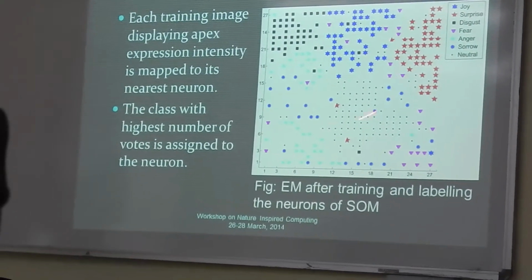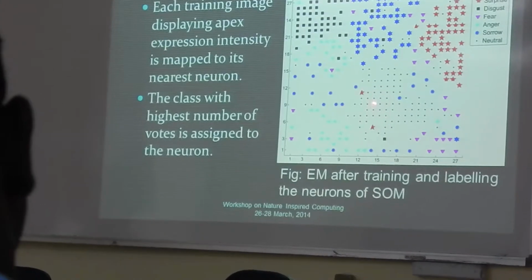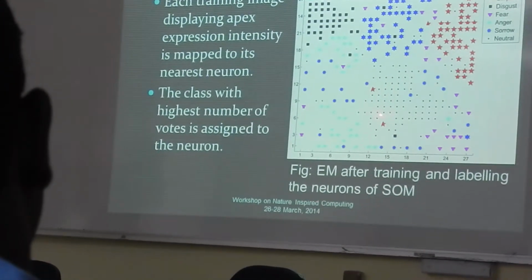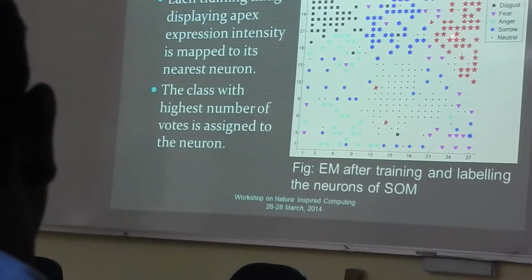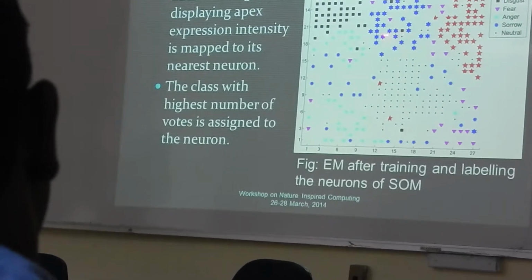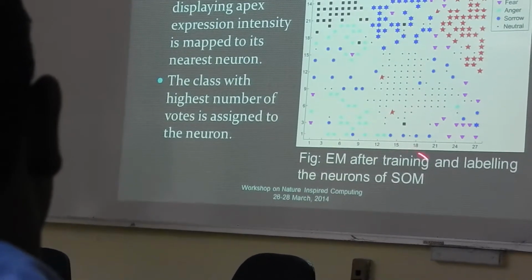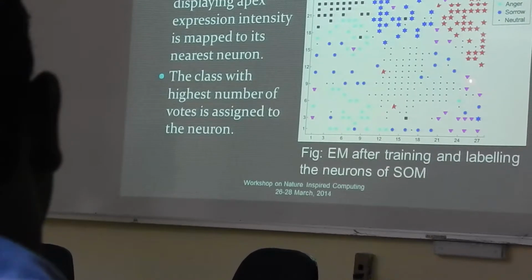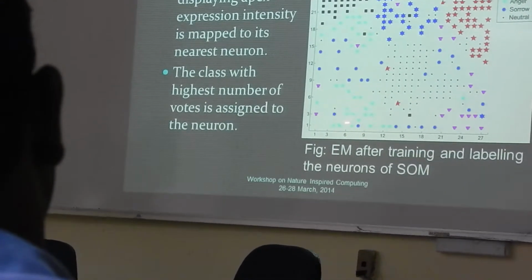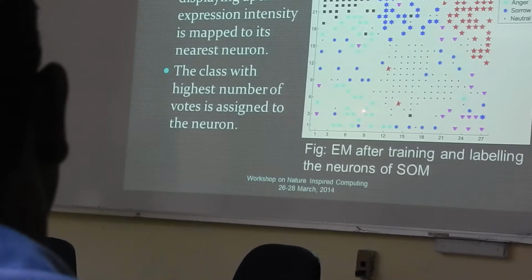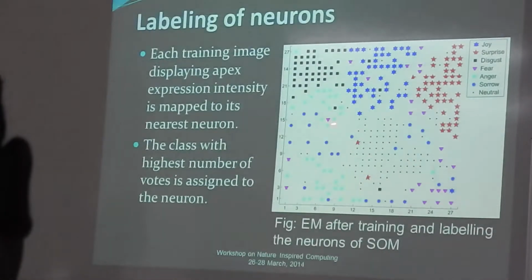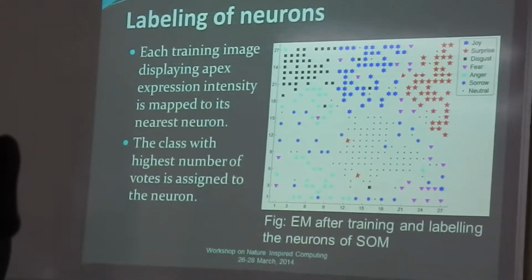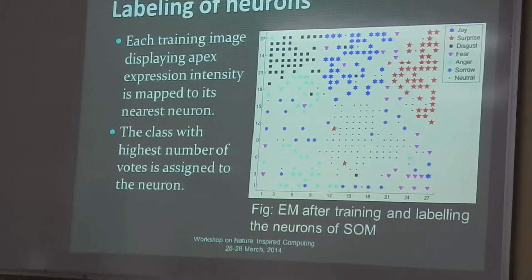Loudly. Disgust. This portion? Neutral. This one? Surprise. Joy. This? Fear. Anger. There are two clusters for anger. Now you know what each portion represents.